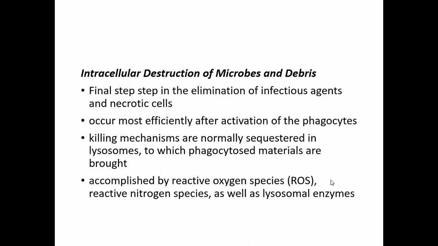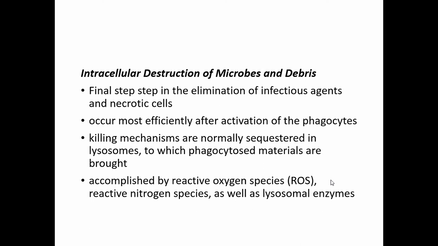So the last is the intracellular destruction of the microbes and debris. Killing of the microbes is accomplished by the reactive oxygen species, or ROS, also known as reactive oxygen intermediates, and reactive nitrogen species, mainly derived from nitric oxide. These, as well as the lysosomal enzymes, destroy the phagocytosed materials. This is the initial step in the elimination of the infectious agents and the necrotic cells.